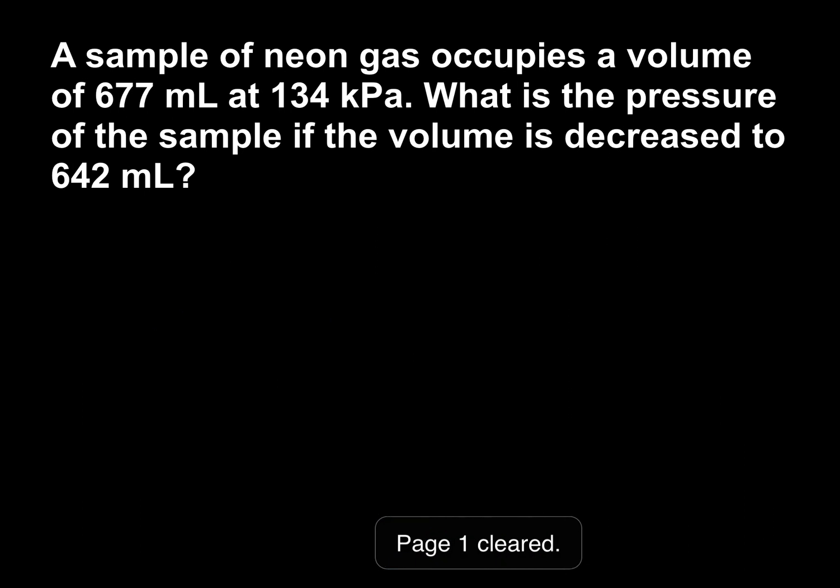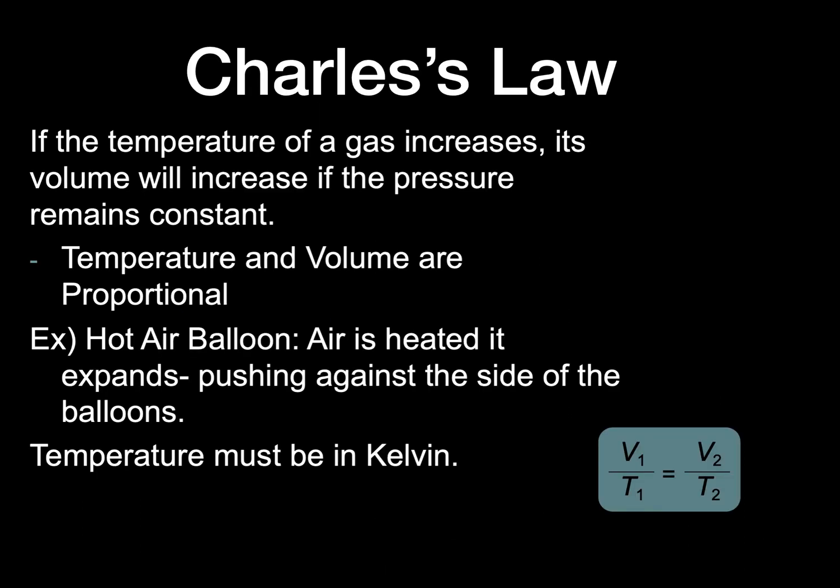Now the next law is called Charles's law. So as the temperature of a gas increases, its volume will increase if the pressure remains constant. So temperature and volume are proportional. An example of this would be a hot air balloon. The air is heated, it expands, pushing against the sides of the balloon.